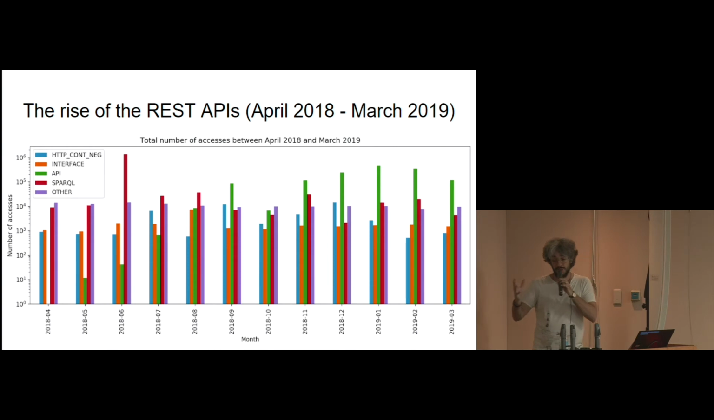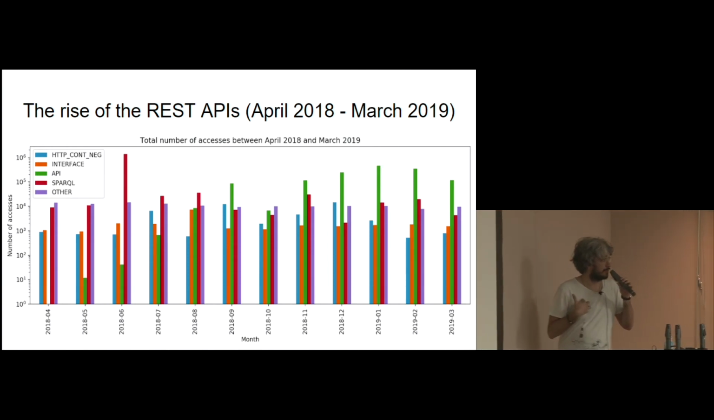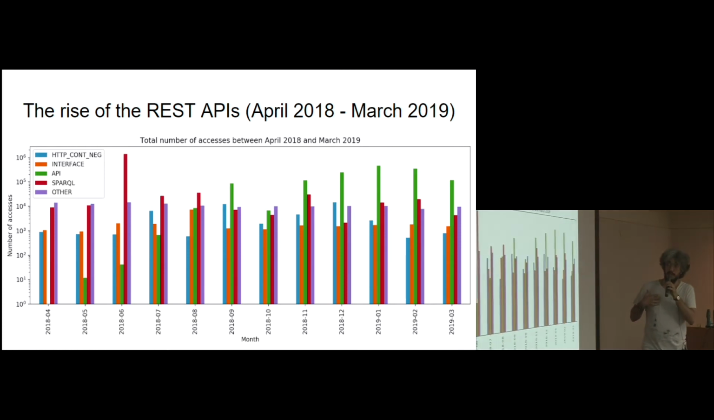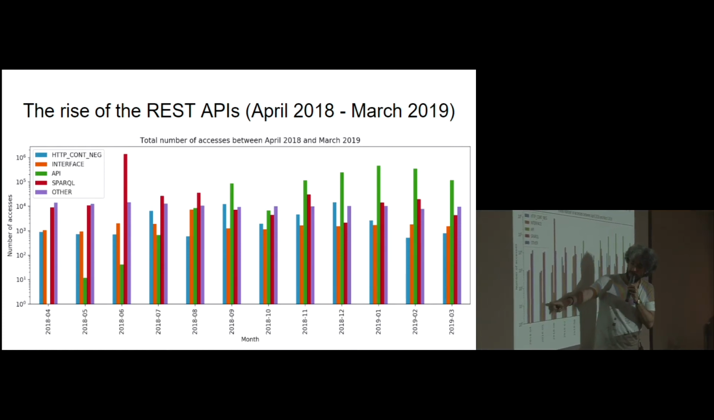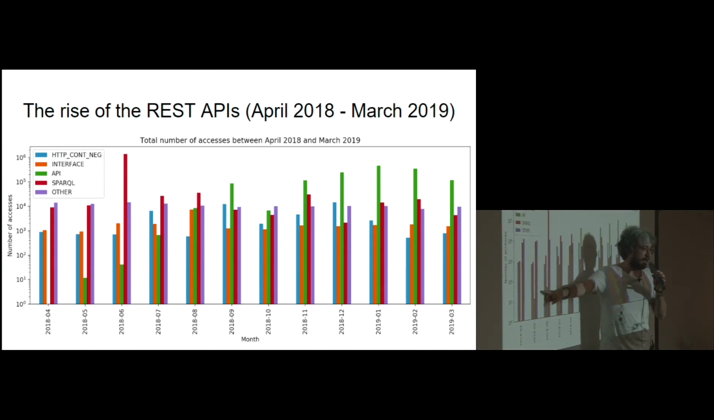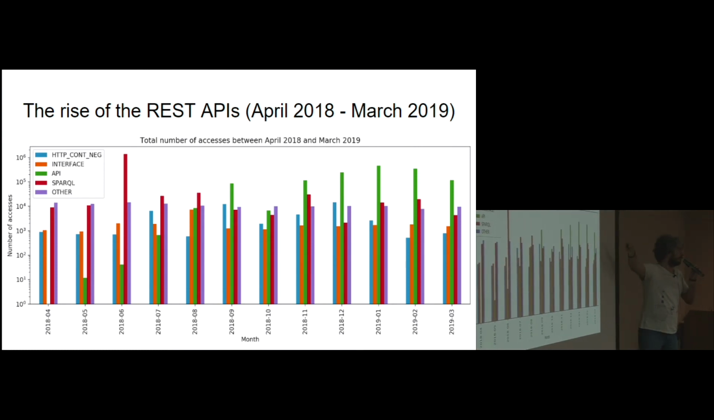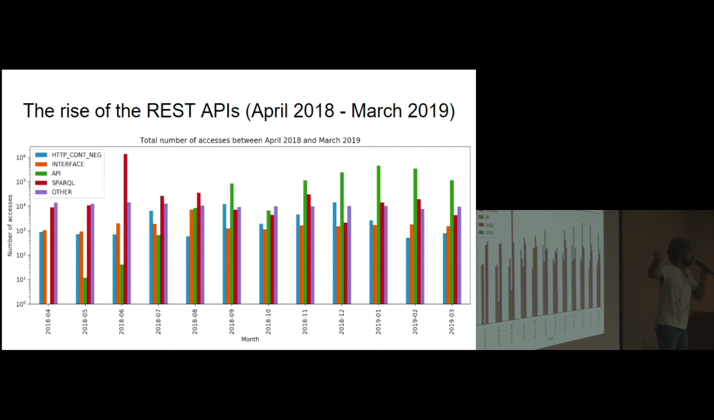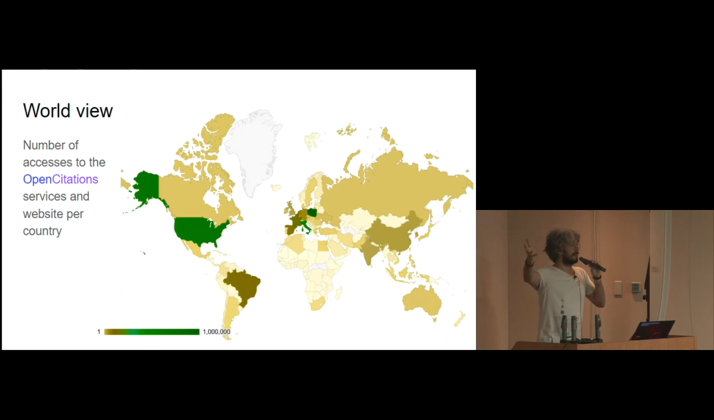And this is just a picture to show you the number of visits to our services that we got in the past year. And I will just focus on one important thing: we started to use the REST API in May 2018, and the REST API quickly became the most used service for accessing the data, because this is what the actual users were requesting. This is just a world view of the countries that are using these services.